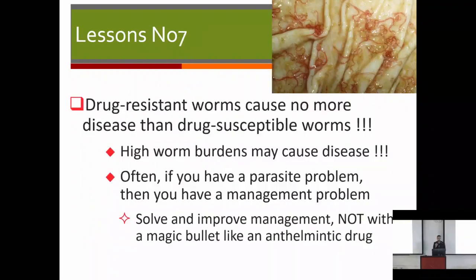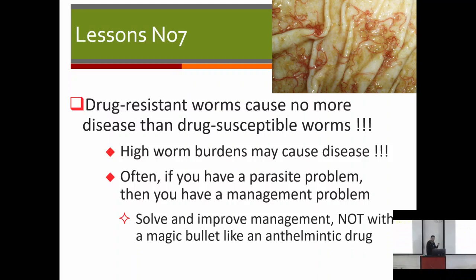Okay, so lesson number 7, drug resistance. We talk about drug resistance a lot of the time. These drug-resistant worms do not cause any more severe disease as compared to drug-susceptible worms. The disease is caused by the worm burden. The higher the worm burden, the more chances of disease. There is no comparison between susceptible and resistant worms here.